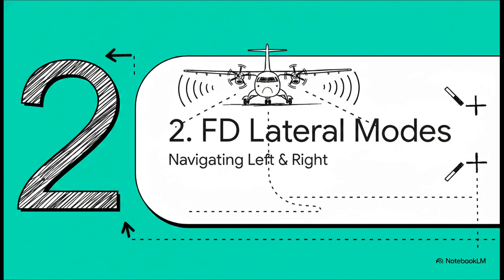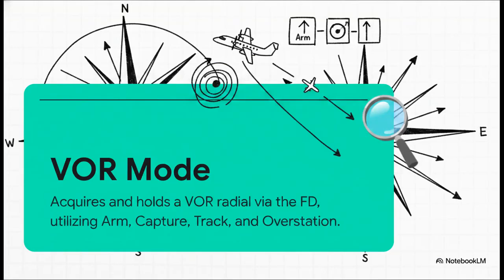Moving right along to Section 2, Flight Director Lateral Modes. Now, let's zoom in on lateral navigation, specifically the VOR mode. When you're navigating point-to-point, this mode is absolutely essential. It automatically transitions through submodes: it arms, it captures the radial, and then it tracks it. But honestly, the truly brilliant part about this system logic is the overstation submode.